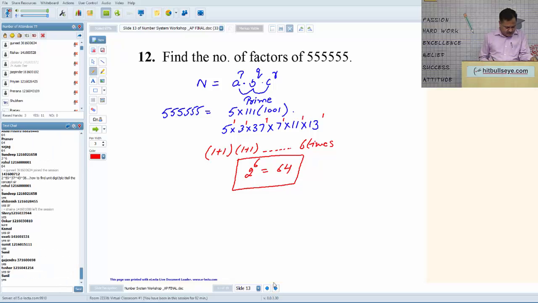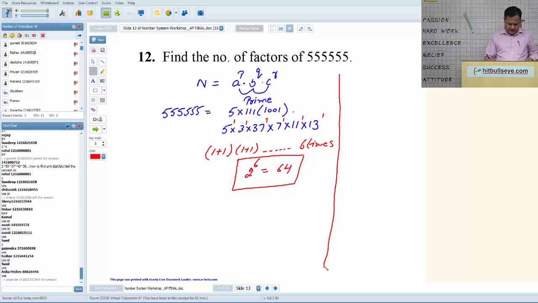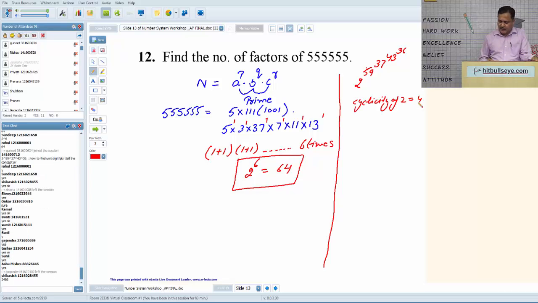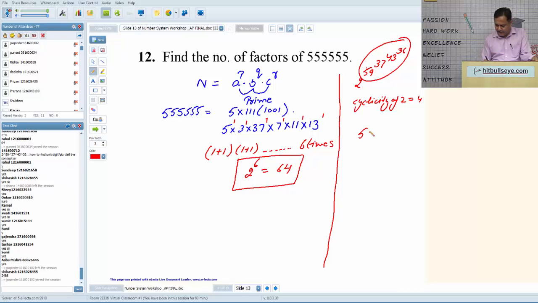So our next question is, someone is asking about the unit digit of 2 raised to power 59 raised to power 37 raised to power 43 raised to power 36. So let us do this question. Now the cyclicity of 2 is 4. Now divide the whole power by the cyclicity. This is 59 raised to power 37 raised to power 43 raised to power 36.